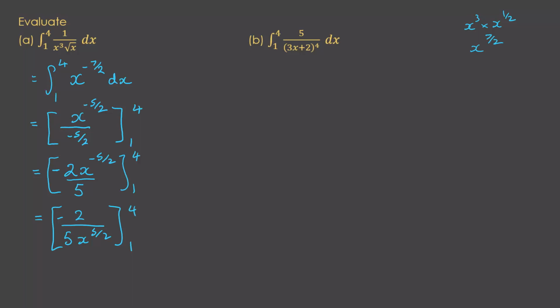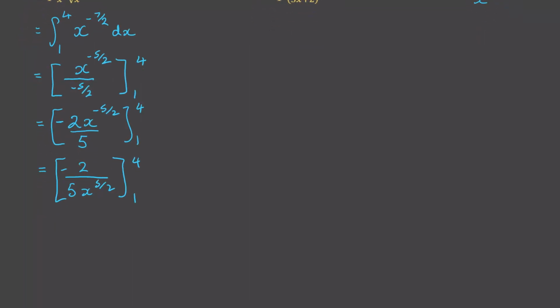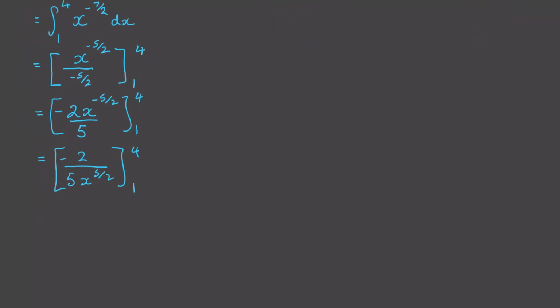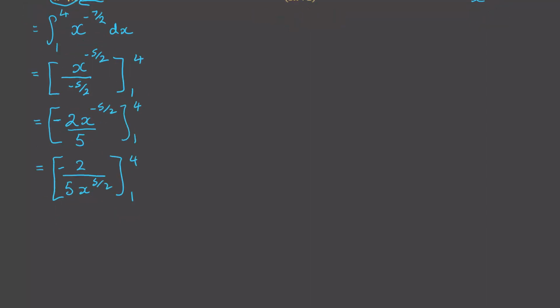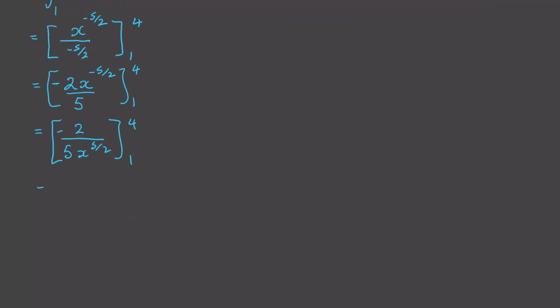From 1 to 4. And then that x to the 5 over 2, there's various ways you could write that. I'm going to write it back in a form similar to this. Remember, the power is reduced by 1, so it's going to be x squared root x. So I'm writing it in a similar form to what I've got in the denominator there. So that is going to be negative 2 over 5x squared root x, from 1 to 4.